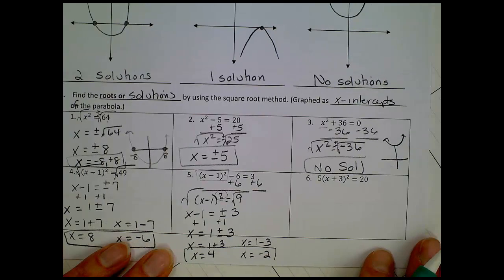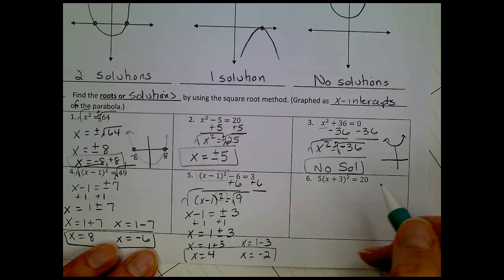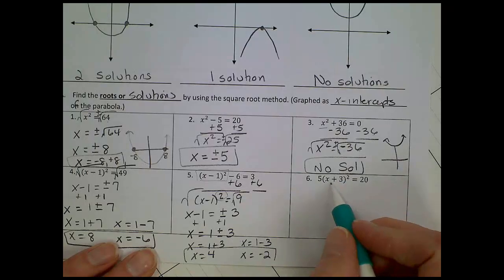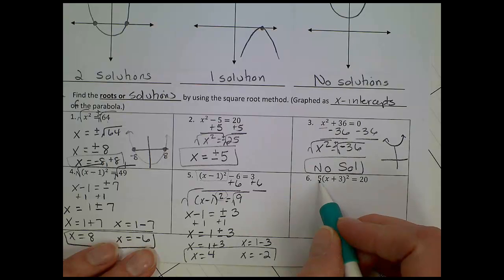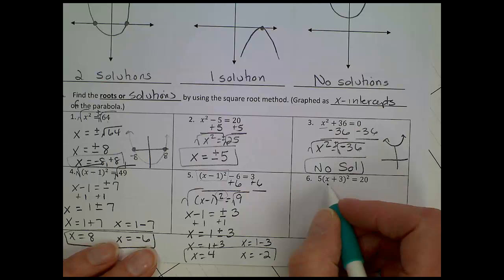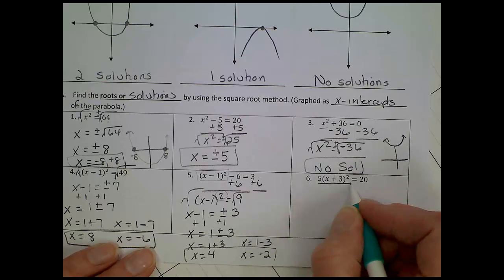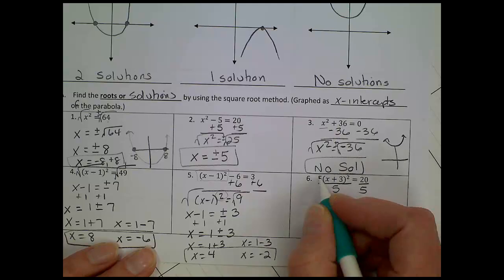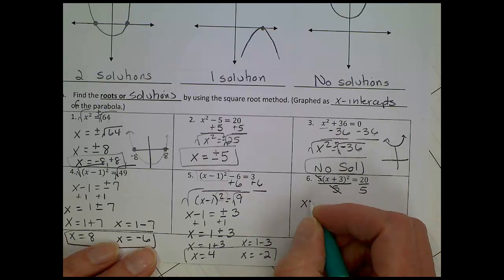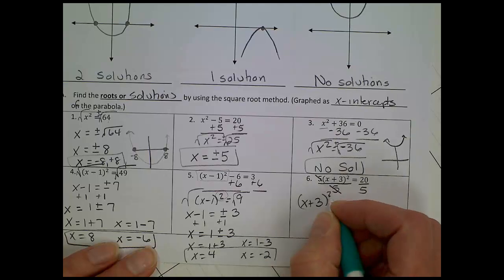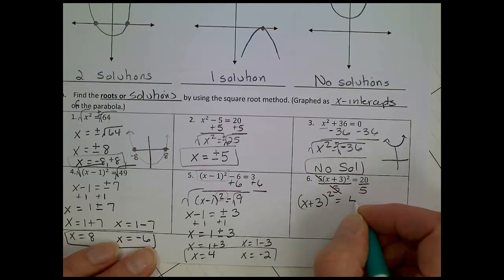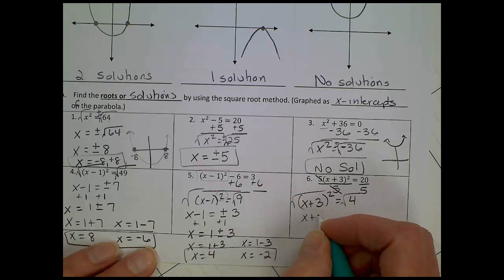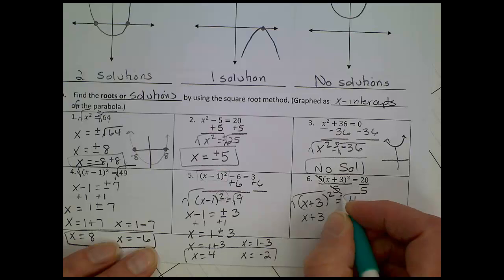Alright, number 6. Last one for the square root method. It looks like I might have my squared term isolated, but I don't. That 5 is being multiplied by the quantity x plus 3 squared. So we've got to get rid of 5 first, and since it's being multiplied, we're going to divide it out. 5's are going to cancel. We're left with x plus 3, again, quantity squared. 20 divided by 5 will give us 4. Square root both sides. I'm left with x plus 3 equals plus minus 2.